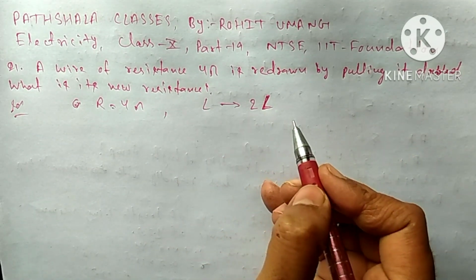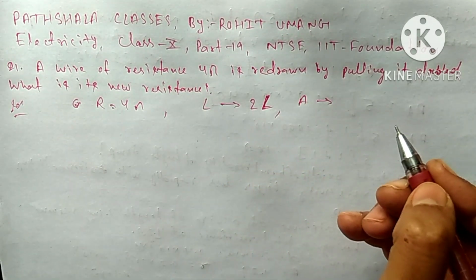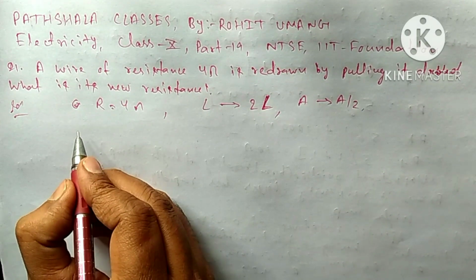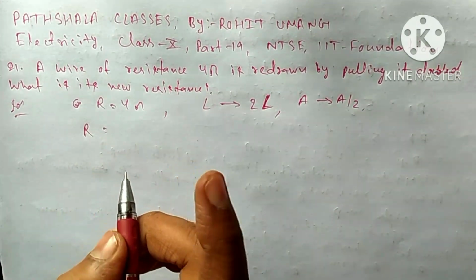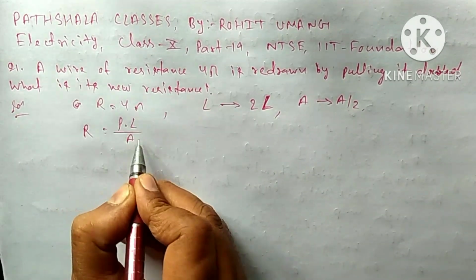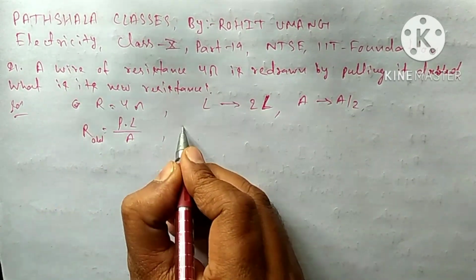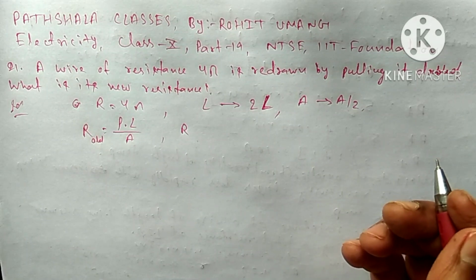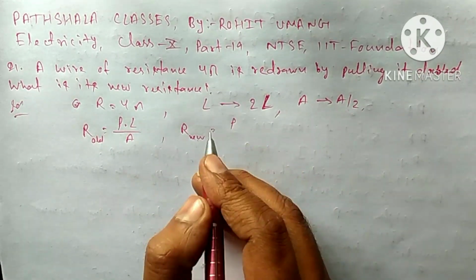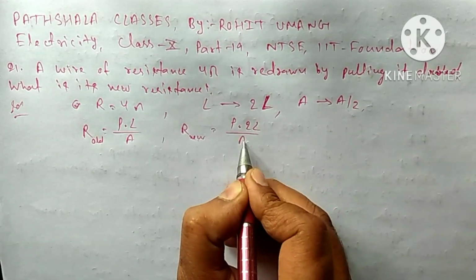Also we know that if the initial area is A, then after pulling to double its length, its area becomes A by 2. We all know the formula of resistance in terms of resistivity, length and area: R = rho into L divided by A. This is the old resistance. After pulling it to double, the new resistance has the same rho, and the length becomes 2L and the area becomes A by 2.